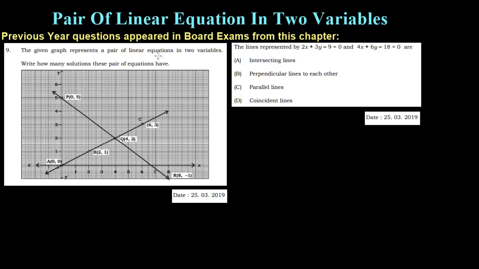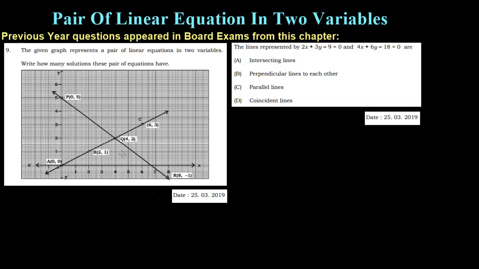So now let us start with the board exam question paper, the questions that have appeared in previous years. Here you can observe the graph given represents a pair of linear equations in two variables. Write how many solutions this pair of equations has. This appeared in the March 2019 paper. Now we need to find out how many solutions there are for this.